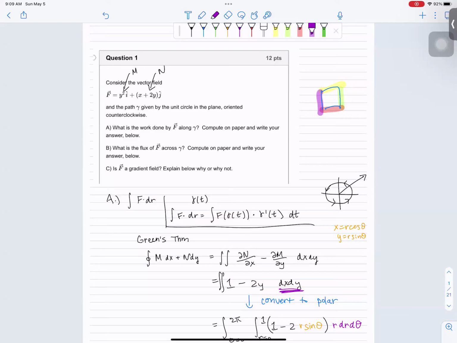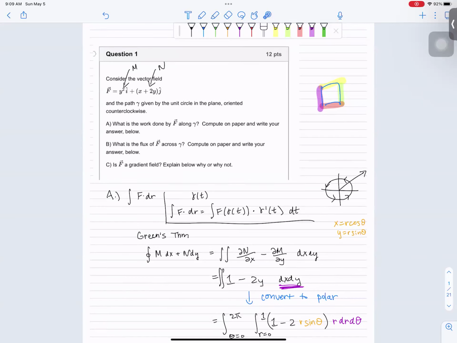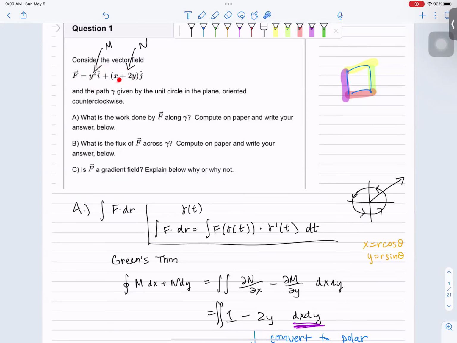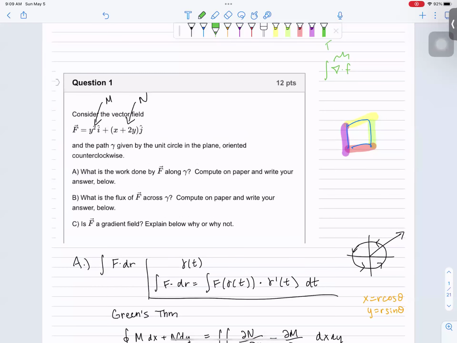Okay. When would the work be 0 since it's a closed path? The work would be 0 if your field is a gradient 1 form. From the independence of path theorem, if your field is gradient, then you would find the potential function and do f of the endpoint minus f of the starting point. If it's a loop, then your endpoint equals your start point, so you get 0.